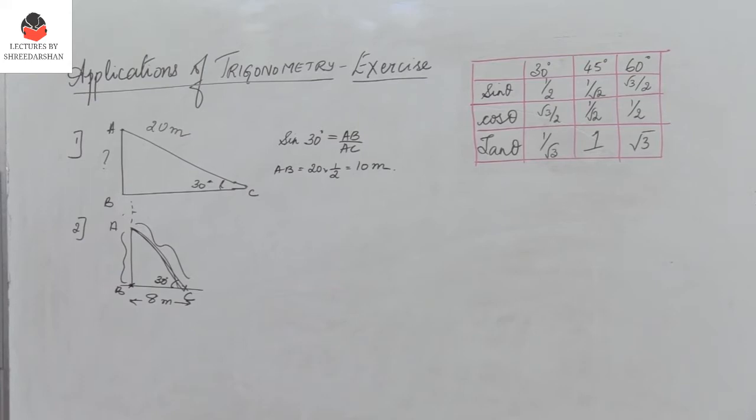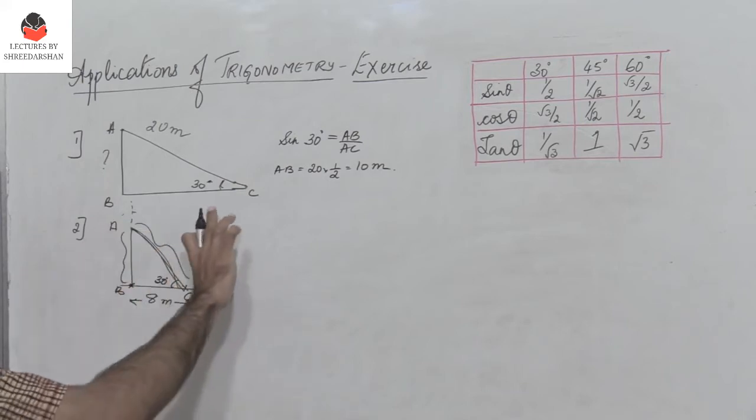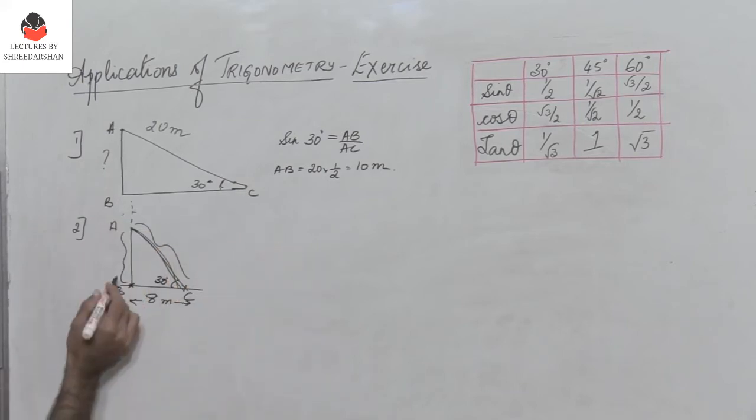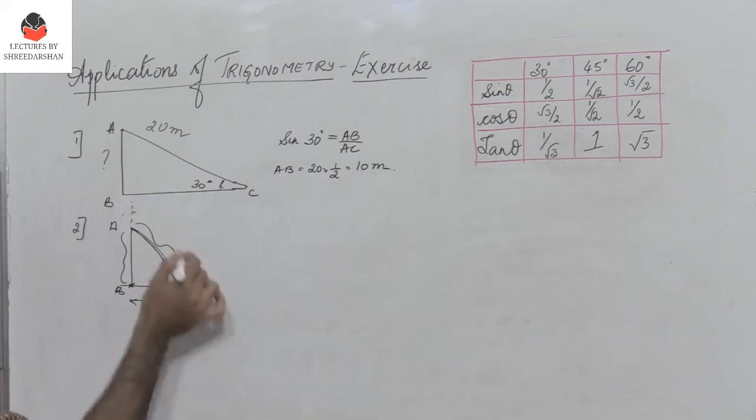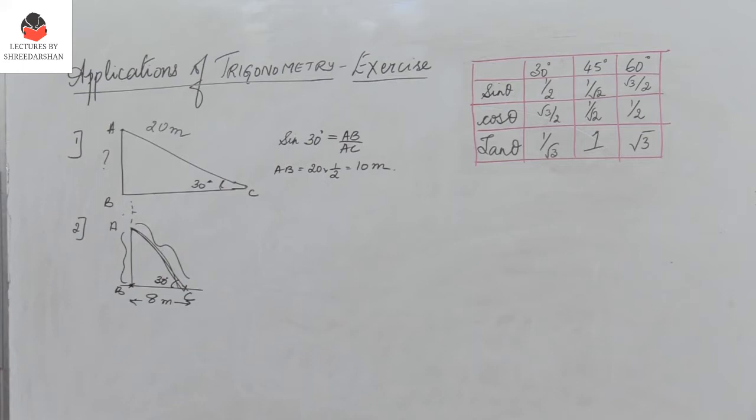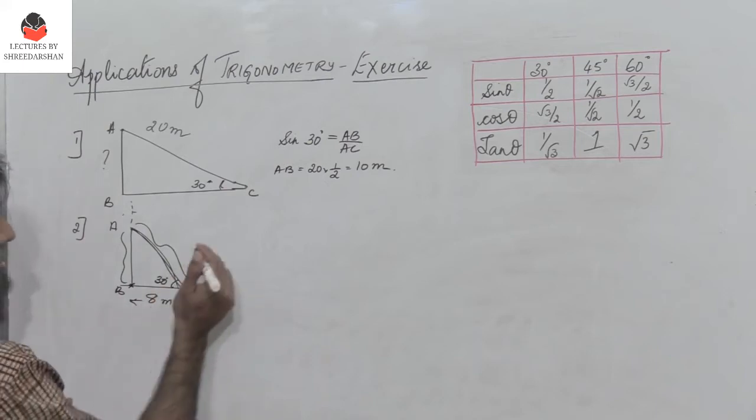So now we need to find the total height of the tree. So what is the total height? The total height is AB plus AC, isn't it? Because the tree has broken down. So the total height of the tree is AB plus AC. So how do I find that? First let's try to find AB here. So this is the opposite side and this is the adjacent side.